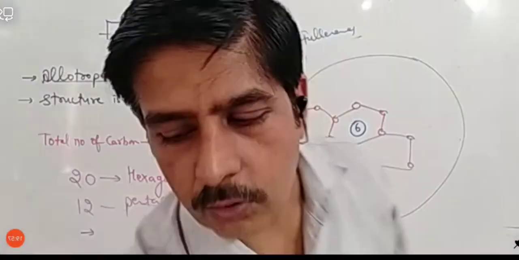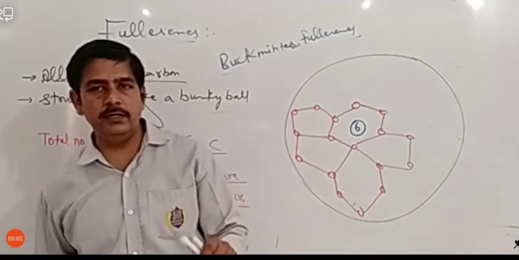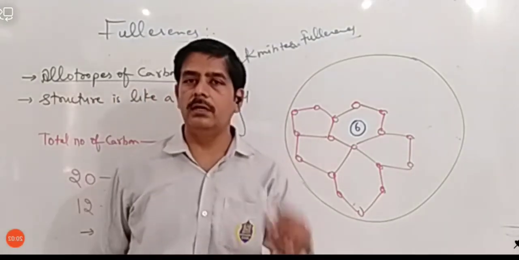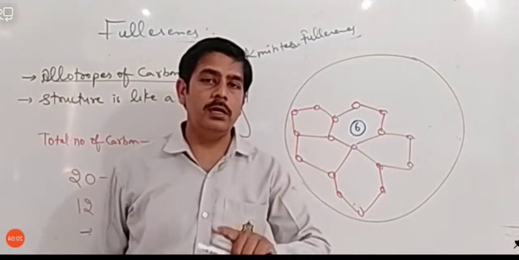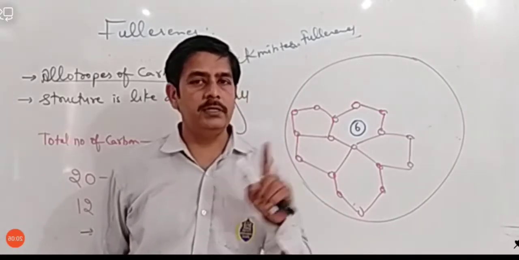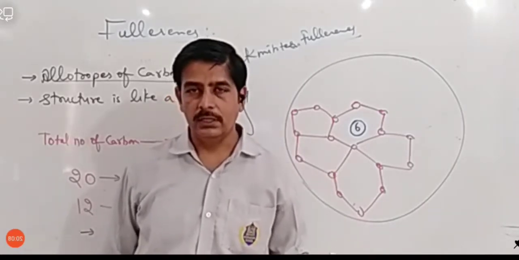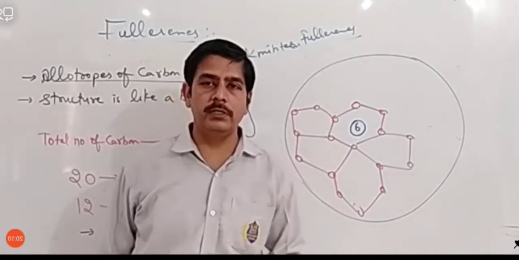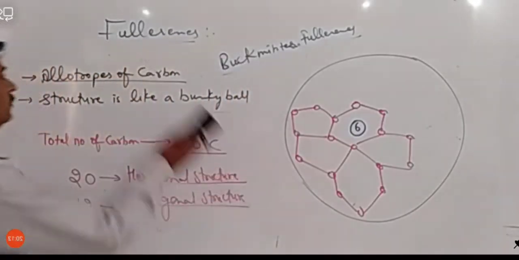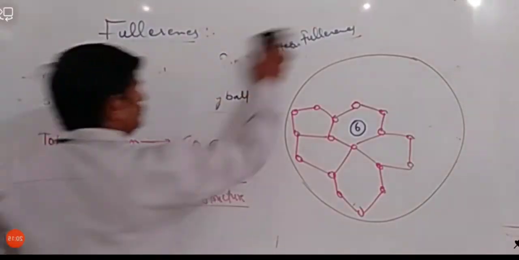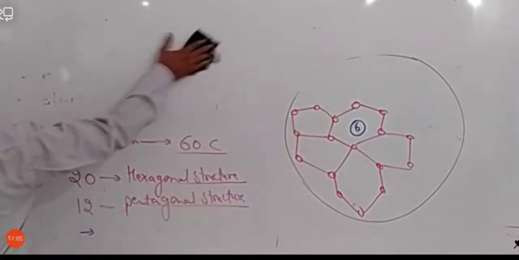So we have 3 allotropes of carbon. One is graphite, second is diamond, and third is fullerene. All are made up of carbon, but they all have different structures. Their structures and physical properties are entirely different. Okay, let's move ahead.